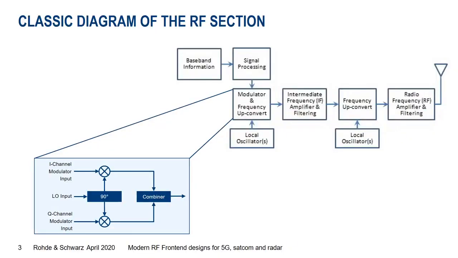Here we see a classic diagram of the RF section. Data comes from the baseband, goes through some signal processing to be followed onto the modulator and the frequency up conversion. Typically this is done by a traditional IQ modulator. It moves on to an IF frequency where we have some amplification, filtering, frequency up conversion to the target frequency, and then the final amplification so that it's ready to be sent out through the air.